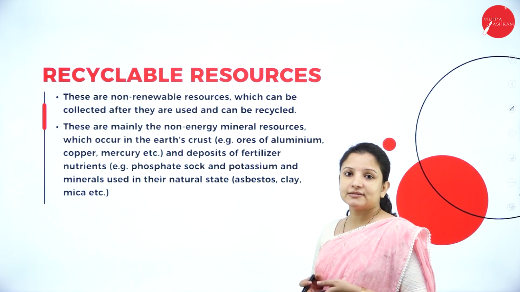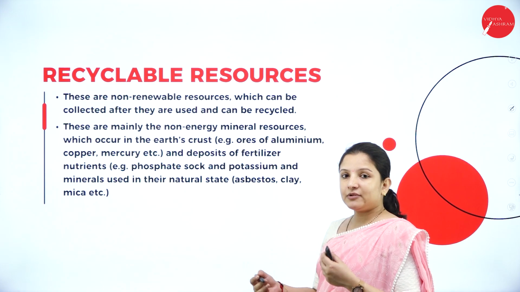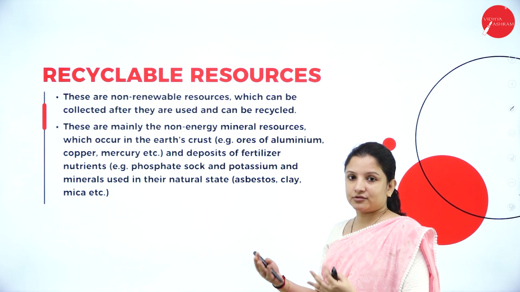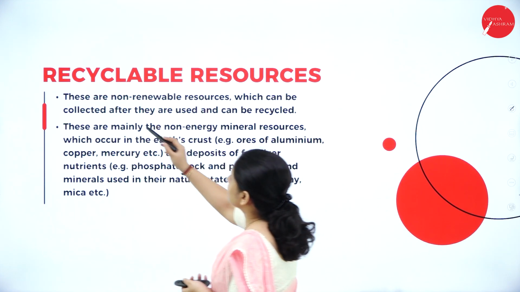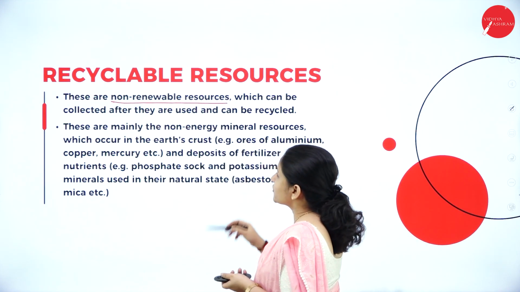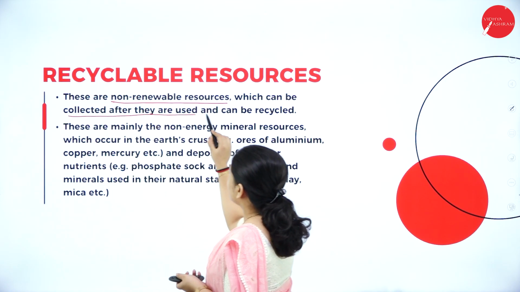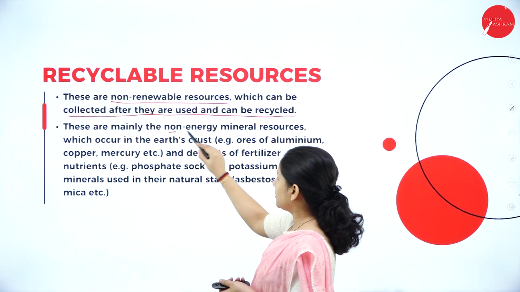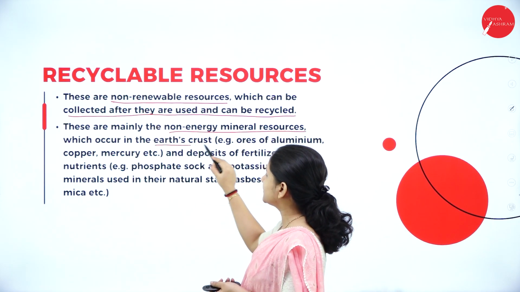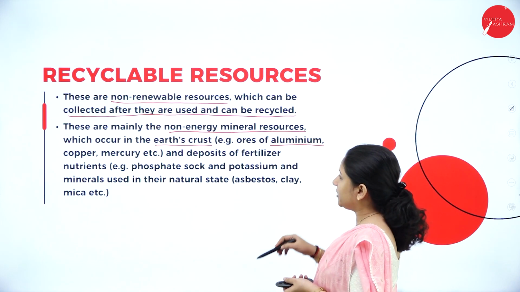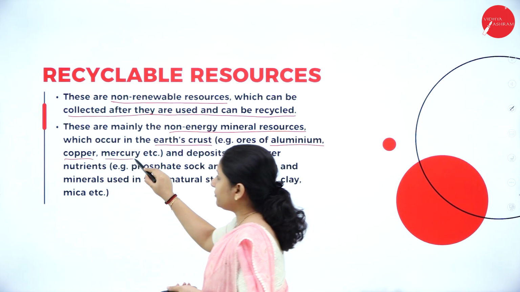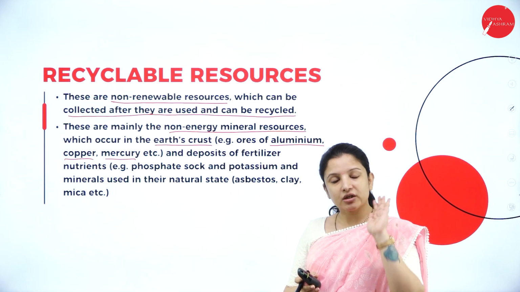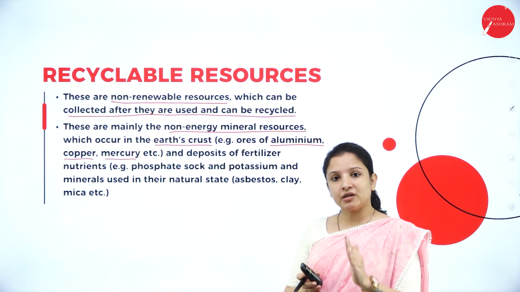Talking about the recyclable resources. Recyclable resources means once a product is used, you can use it again. These are non-renewable resources which can be collected after they are used and can be recycled. These are mainly non-energy mineral resources which occur in the earth's crust. For example, aluminium, copper, mercury. Aluminium, copper, mercury and all, we cannot manufacture on our own. We have to depend on nature, where it is obtained from the earth's crust.